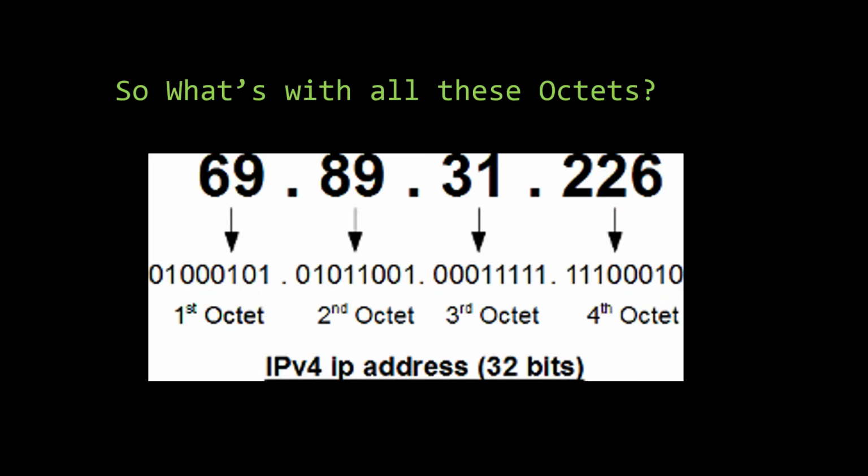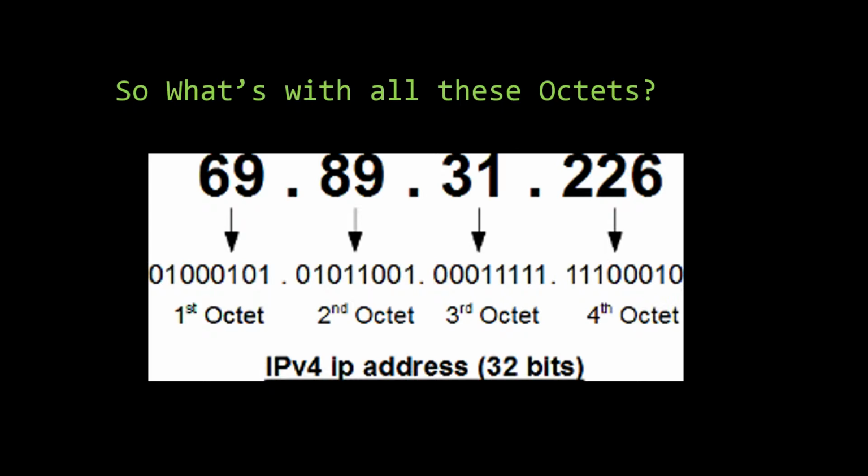Well, as you can see in this image here, you have 69.89.31.226, which below it is the actual binary equivalent of that decimal number. So you have the first octet, which is before the first dot. The second octet is after the first dot, but before the second dot. The third octet is after the second dot, but before the third. And the fourth octet is the final number, which is after the third dot.